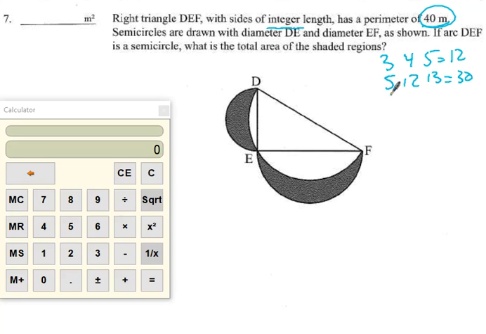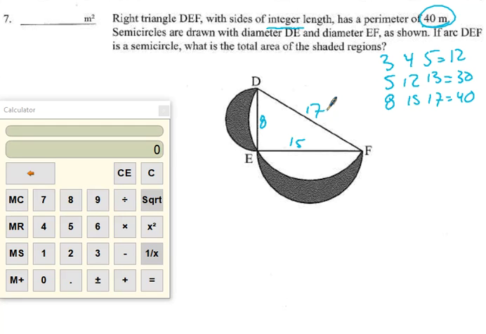The next most common one is 8, 15, 17. 8 plus 17 is 25. 25 plus 15 is 40, so we have our side lengths. We have 8, 15, and 17. So here's our game plan.